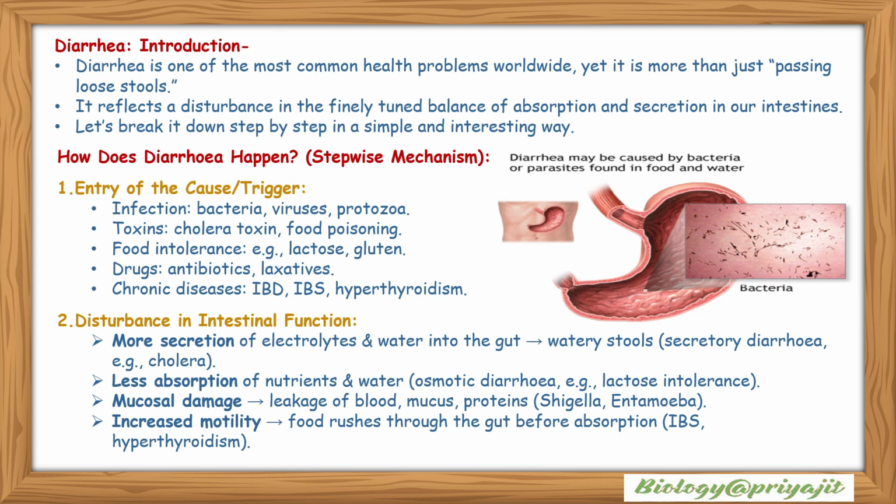Disturbance in intestinal function: more secretion of electrolytes and water into the gut causes watery stools, that is secretory diarrhea, for example cholera. Less absorption of nutrients and water is osmotic diarrhea, for example lactose intolerance. Mucosal damage, with leakage of blood, mucus, proteins, is caused by Shigella, Entamoeba, etc. Increased motility, where food rushes through the gut before absorption, occurs in IBS or hyperthyroidism.